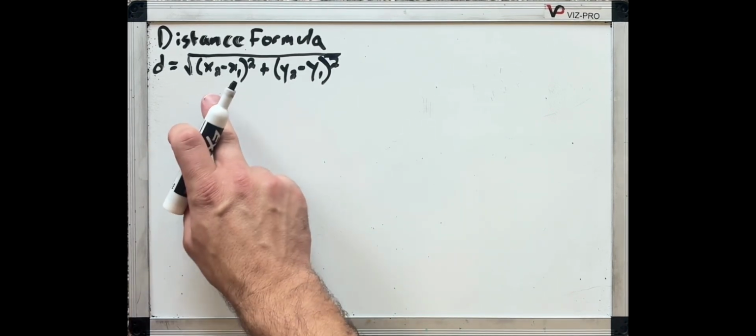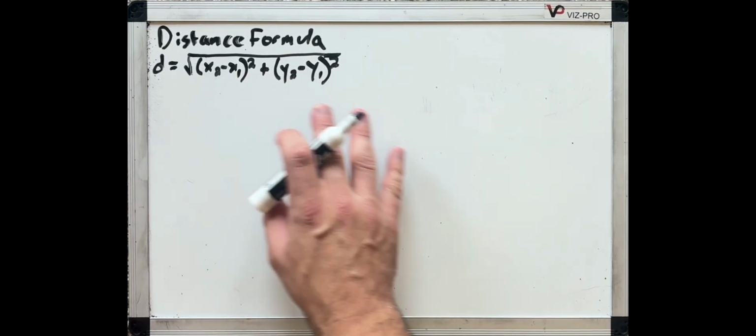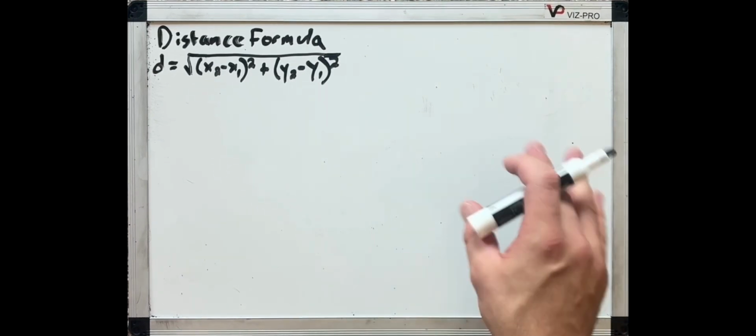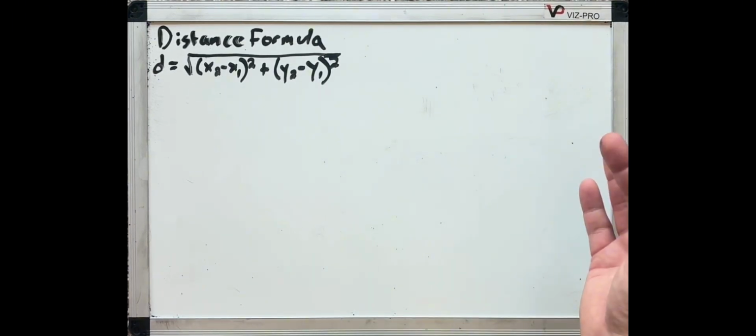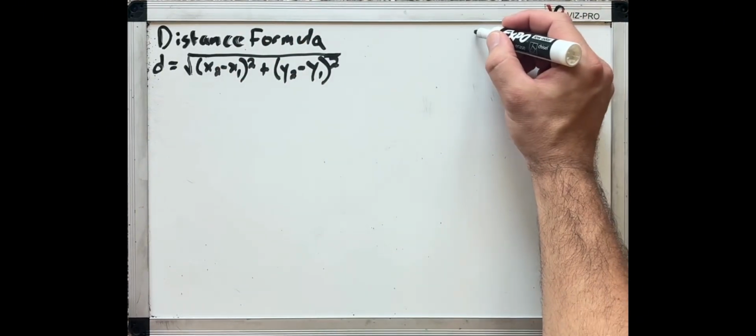Okay, now it's important to note that these x2, y2, and x1, y1 points are arbitrary. You can choose any point to be your x1, y1, and x2, y2, but you must be consistent when you put the values in. And let me show you what I'm talking about.